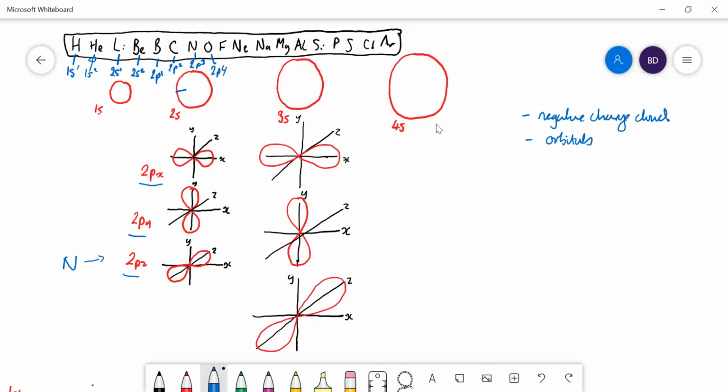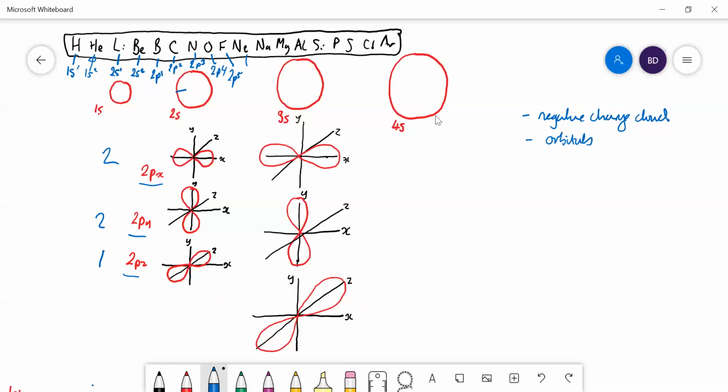Now the electrons have got no alternative but to pair up. So with oxygen, you will get 2 electrons in 2px, 1 in the 2py, and 1 in the 2pz. Come on to fluorine, again, they've got to pair up, so fluorine is going to be 2p5. You get 2 in 2px, 2 in 2py, and 1 in 2pz.